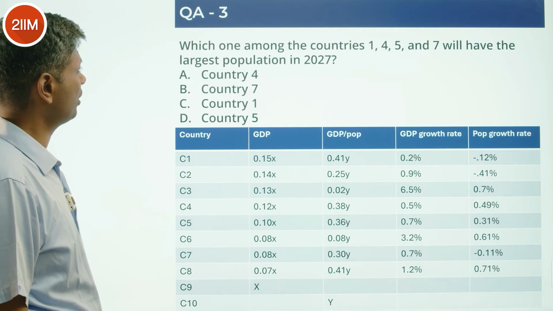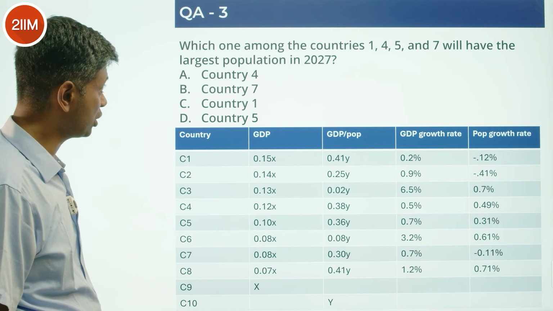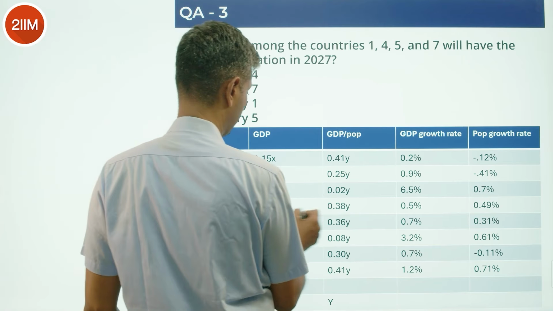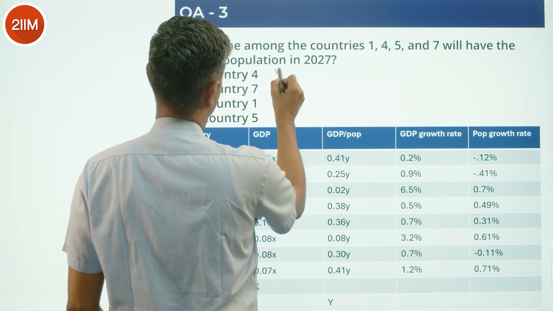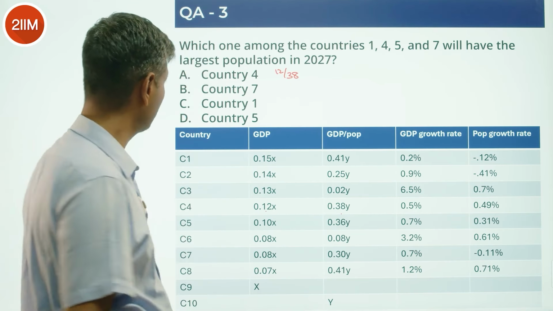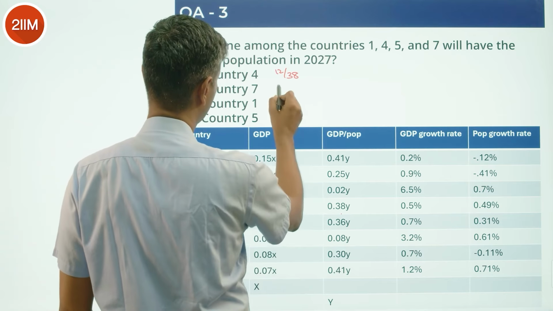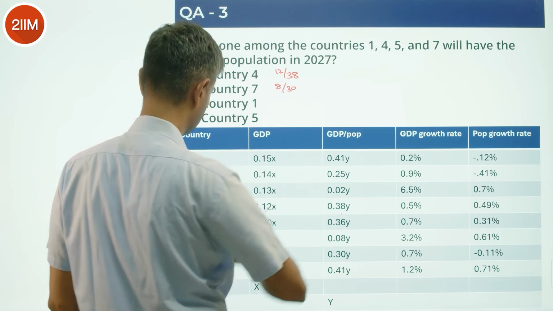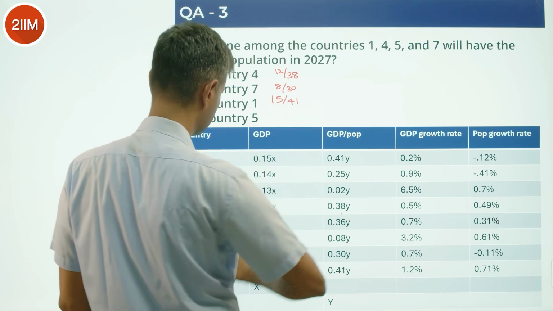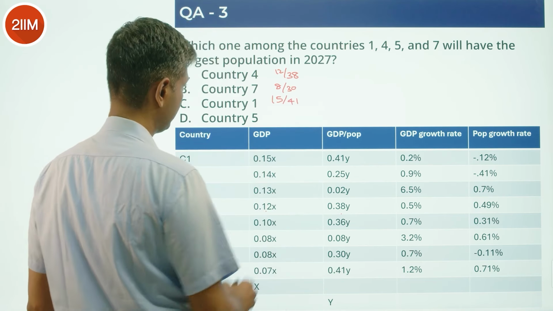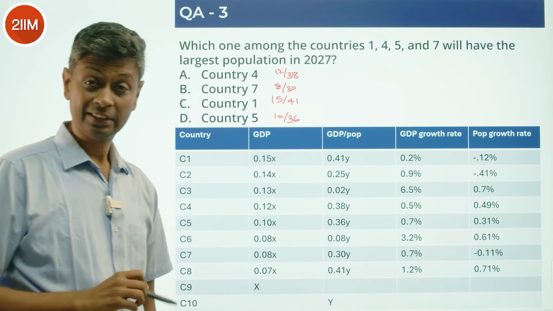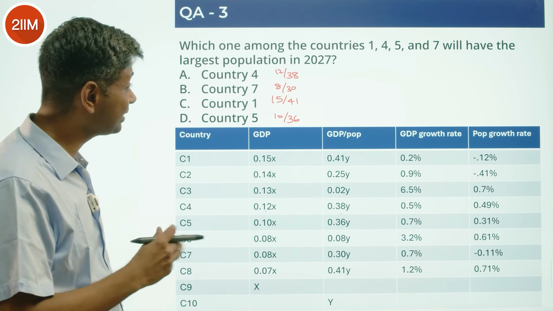Which one among the following countries 1, 4, 5 and 7 has the largest population in 2027? So country 4, this by this. I'm going to take the initial ratios 12 by 38, 0.12, 0.38, country 7, 8 by 30, country 1, 15 by 41, country 5, 10 by 36. Nice, so far so good. And then 3 more years.